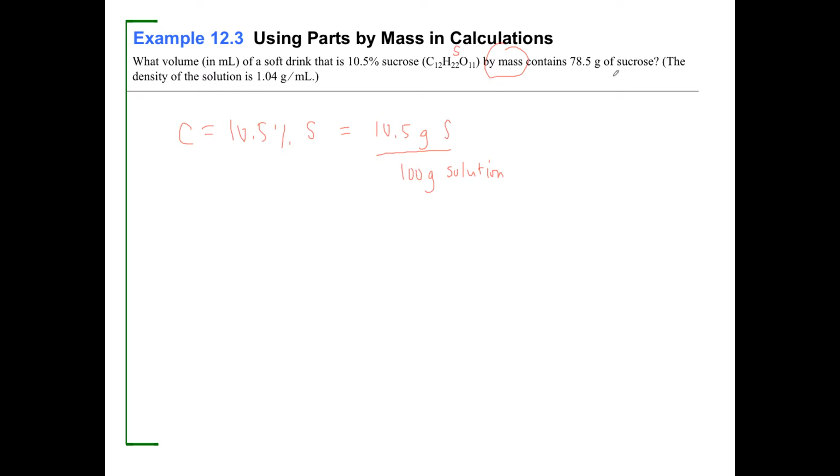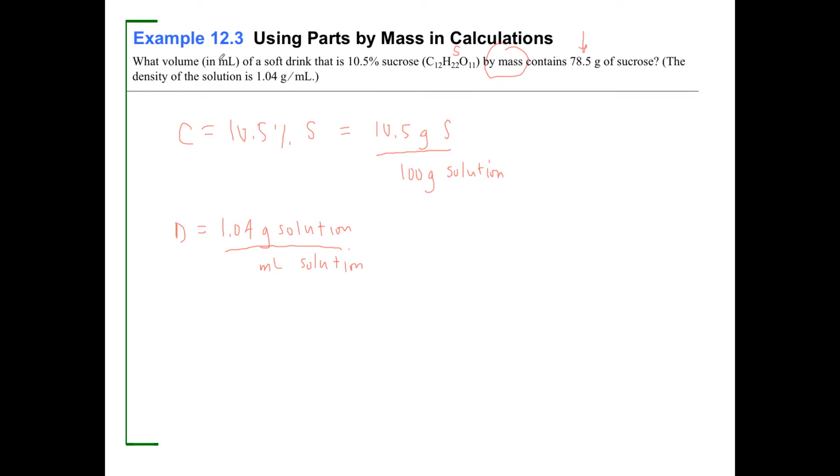Okay, and the question is, what volume contains this much sucrose? All right, and then the other thing we're given in the question stem is that the density is equal to 1.04 grams of solution per mL of solution. Okay. All right.